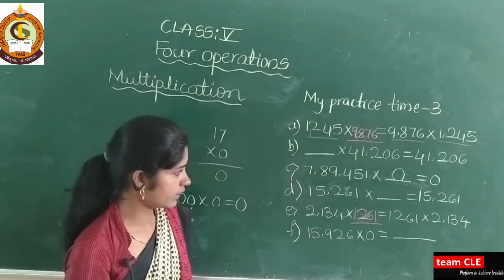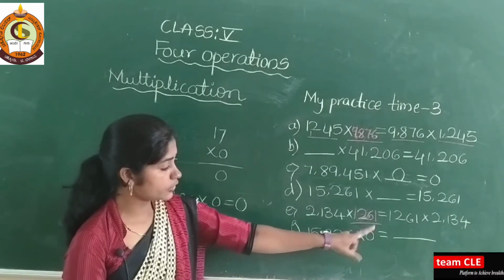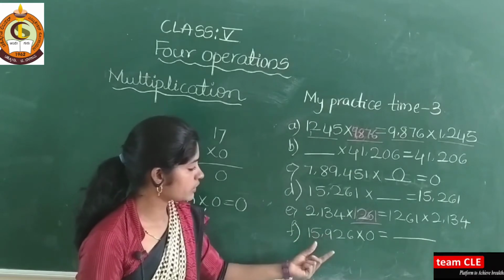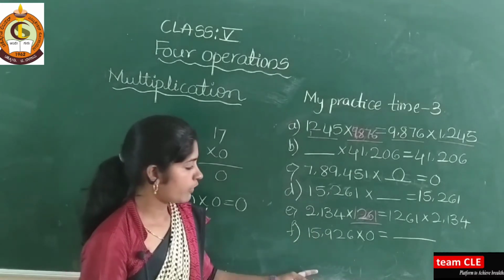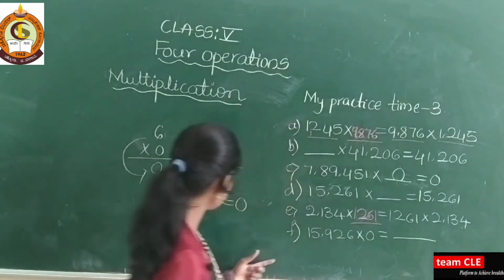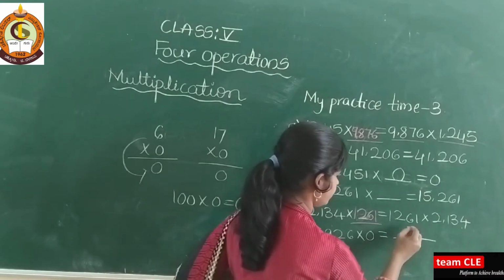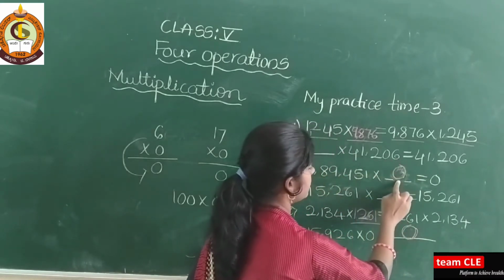I wrote 0 here. Next, 15,926 into 0. So what can I write? Most of the students are writing 15,926 only, but that is completely wrong. On the basis of property 2, here you have to write 0. Here also you have to write 0. Any number multiplied by 0 is 0.